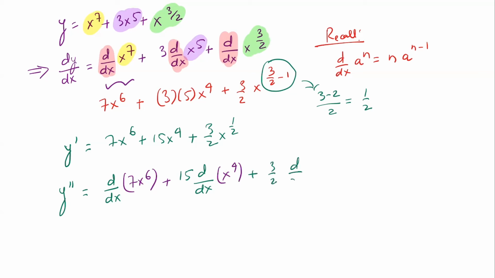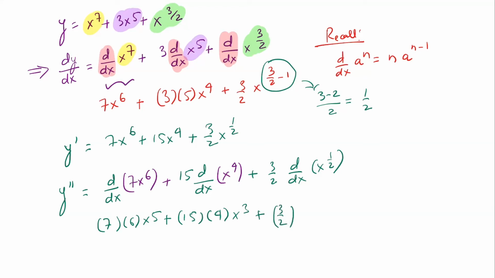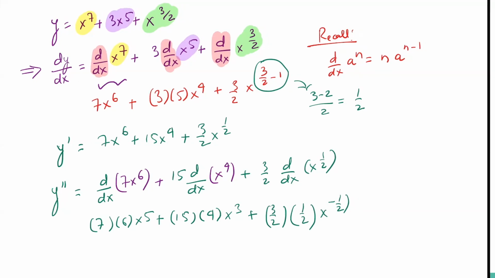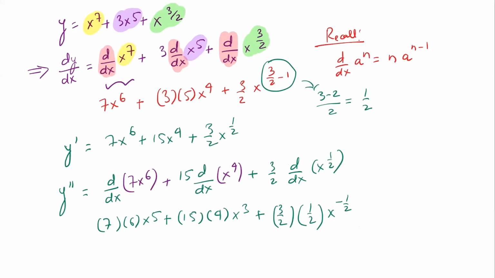So d over dx, x to the power 1 half, right? And it will be, so 7 is constant, so I can say 7 times 6 x to the power 5 plus 15 times 4 x to the power 3, or x cubed, plus 3 over 2 times 1 over 2 x to the power negative 1 half. And how I got negative, it's actually 1 over 2 minus 1, which is negative 1 half, right?